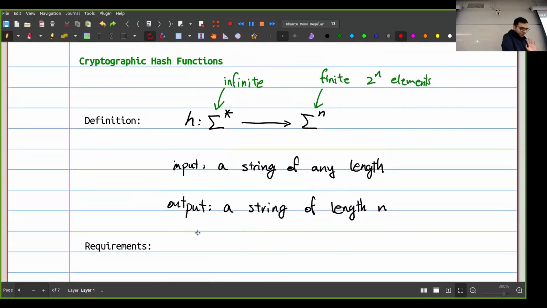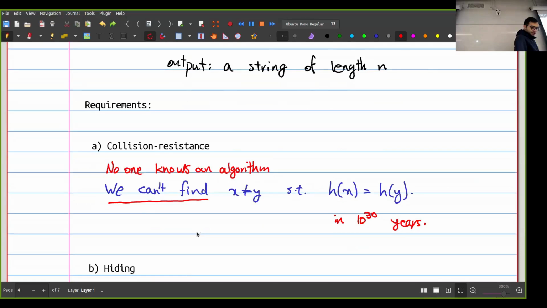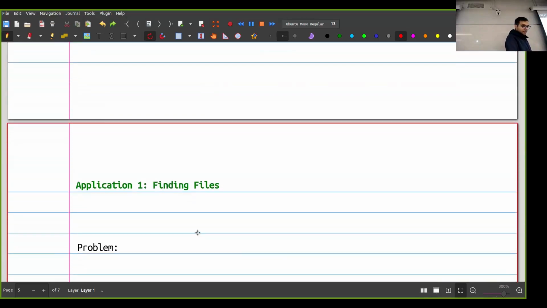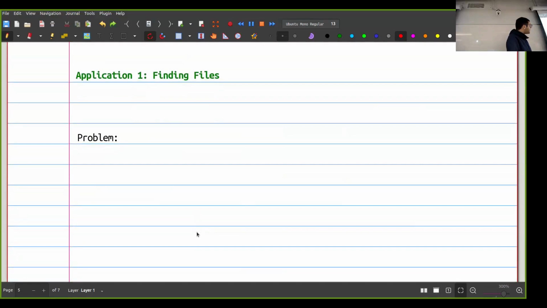So for the purpose of this lecture, a cryptographic hash function is just a function that maps any string to strings of a fixed length, and also it's collision resistant and hiding. Now let's see what we can do with it. Here's the first application that I want to show you.